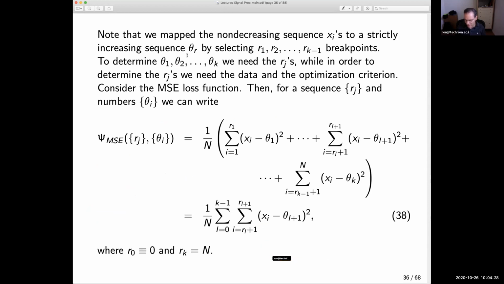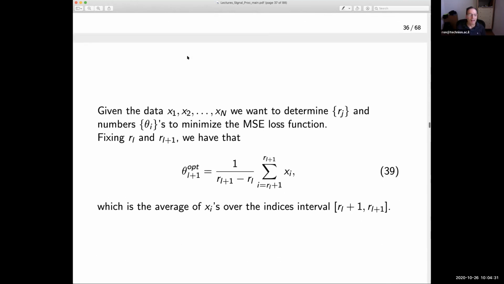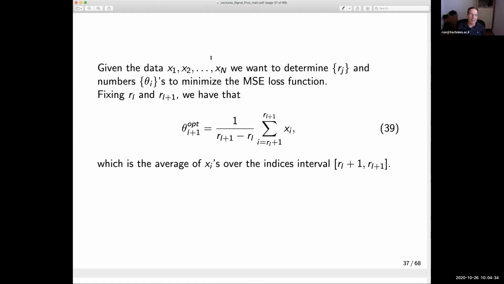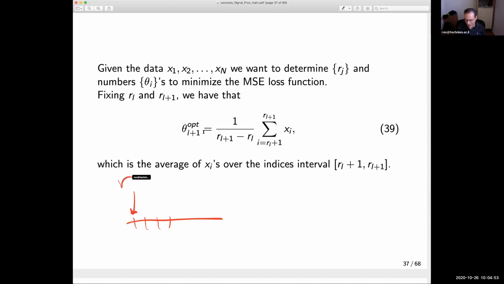How do we do that? So let's see. So again, everything we said before. If somebody is giving me the xn's and we want to determine the r's and thetas, if we fix the r's, I mean, if we fix the points between which we split, then for each and every interval, somebody gave me this one to be RL, and this would be RL plus 1, so this is fixed. So obviously the point that would represent all the other points would be the average of all the points.